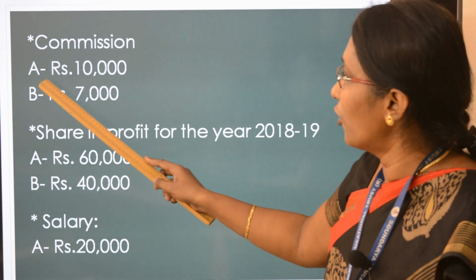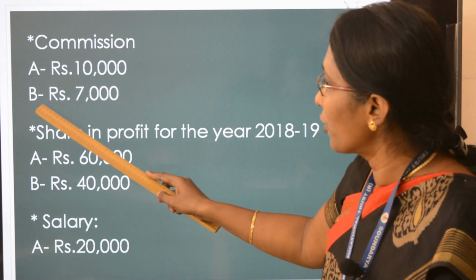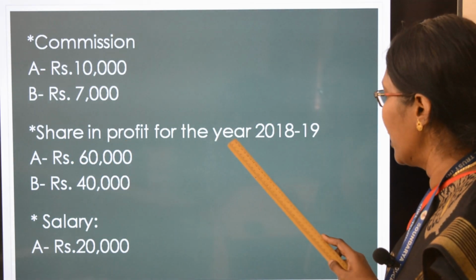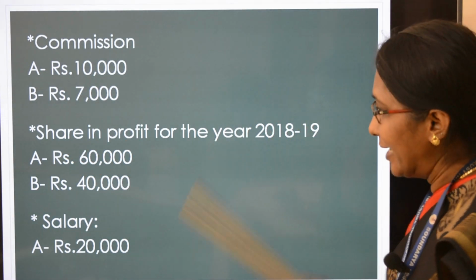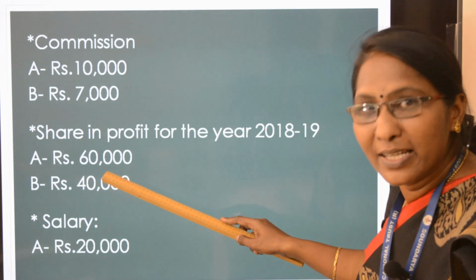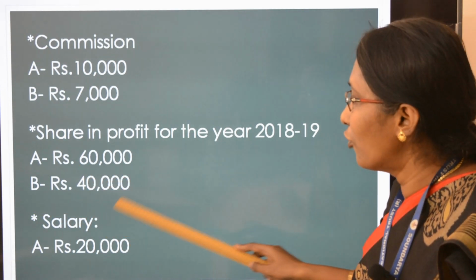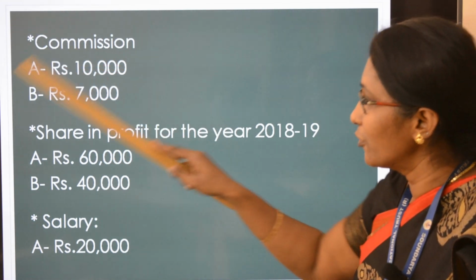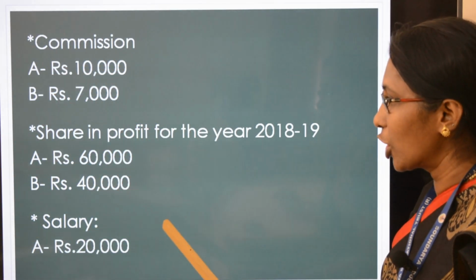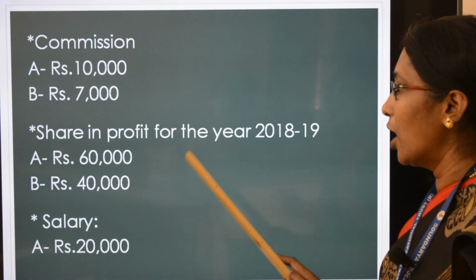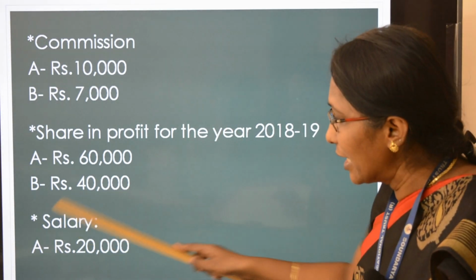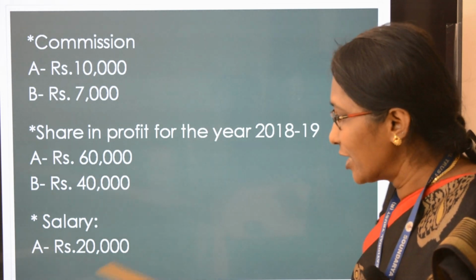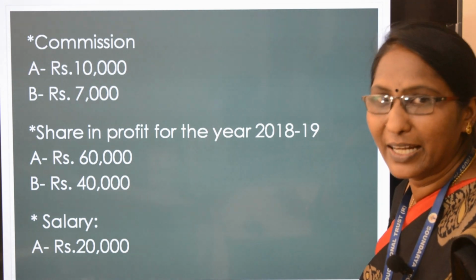Commission, for A 10,000, for B 7,000. Share in profit for the year 2018 to 19. For A it is how much? 60,000. For B 40,000. This is the profit we are going to transfer from the P&L appropriation account to the partners' capital or current account. Salary is how much? Rupees 20,000 to A. There is no salary for B. He doesn't get salary.